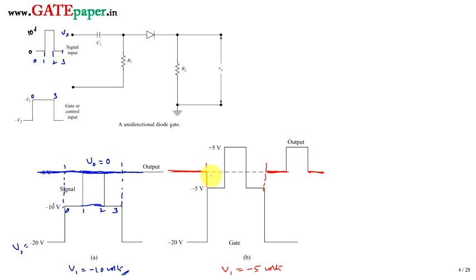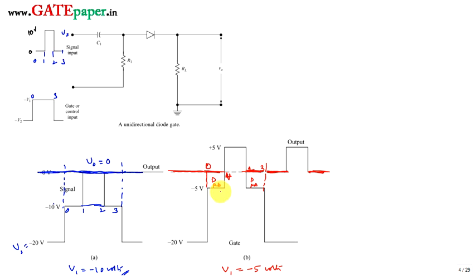And after that, during the transmission period, when the signal is not appearing from 0 to 1 and 2 to 3, what you are going to get is 0 volts only, because along this path also the diode is reverse biased. Whenever the diode is reverse biased, the output is independent of the input, so you will get 0 volts only. That means you will get these values.